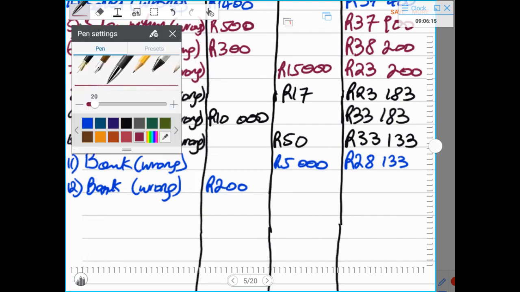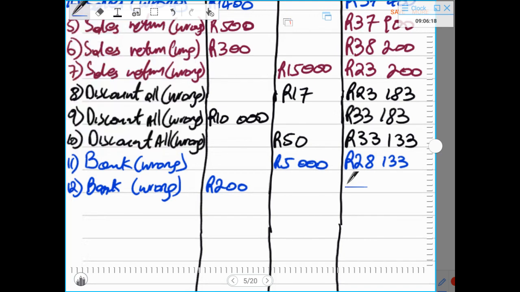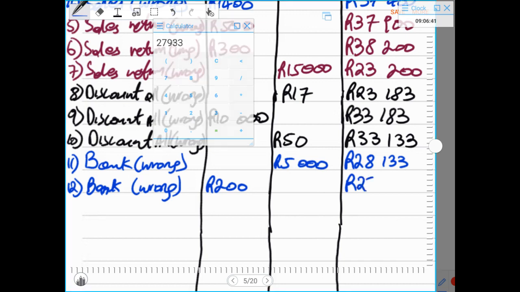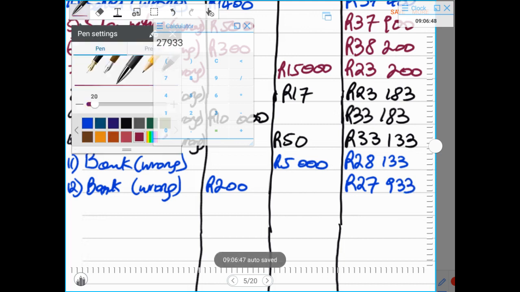So now the last part will just be to record the balance at the end. Let me also do the balance there at the end. Then after, this will bring us to an amount of 28,133 rands minus 200. Then this will give us an amount of 27,933. So remember, the right balance would have been a different amount.